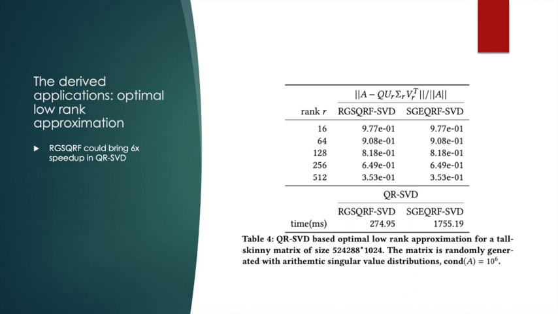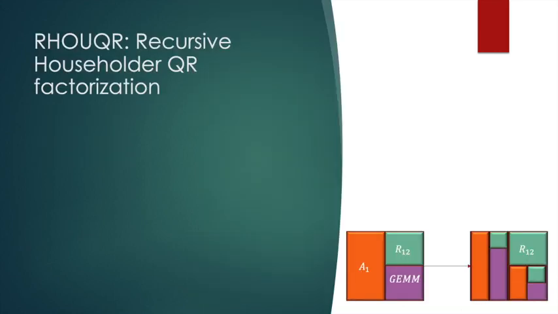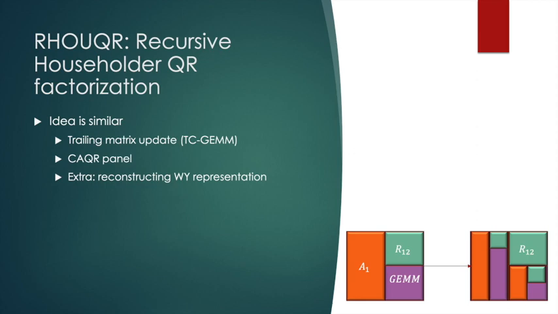There are still some limitations regarding RGSQRF. For example, RGSQRF cannot factorize singular matrices. Besides, the factorization quality of some special matrices, such as SVD geometric distribution, is bad when the condition number is as large as 10,000. We devised another similar algorithm, called recursive Householder QR factorization, that can solve these problems. Look at this equation and this figure.